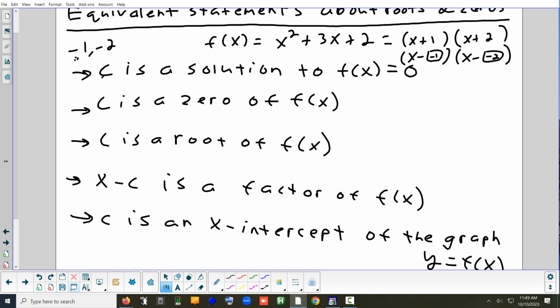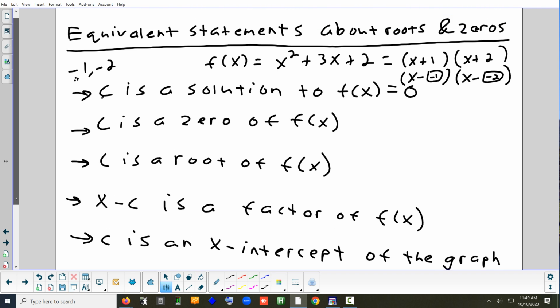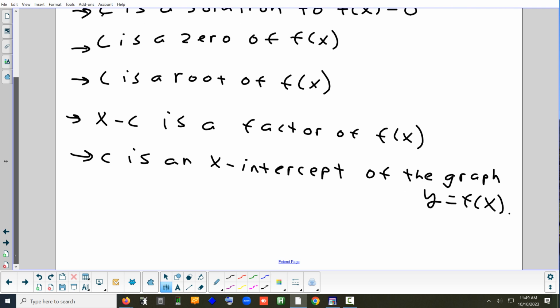So calling it a root, calling it a 0, calling it an x-intercept, writing x minus that number, and calling it a factor, they're really all the same thing. They're all equivalent statements. This one is the important one, and that's what we're going to take a look at now.